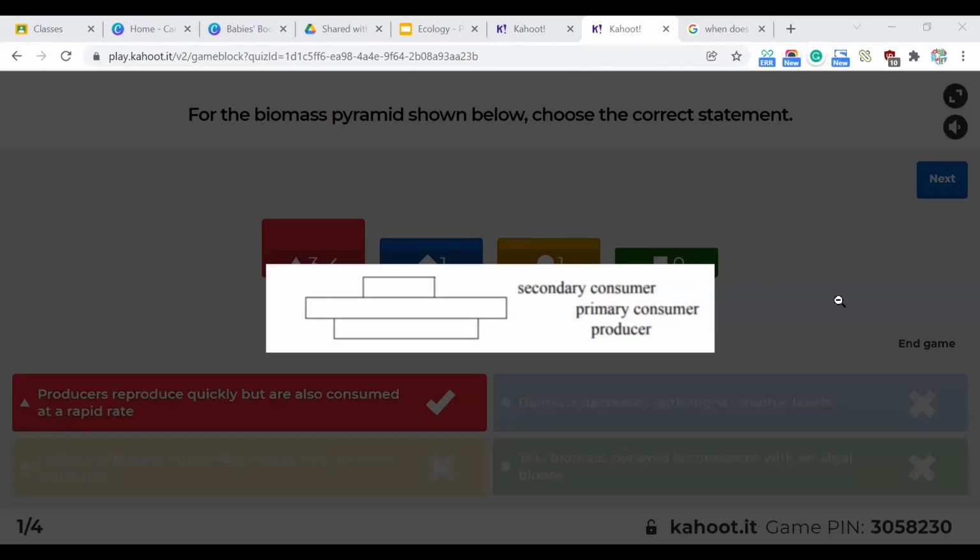So biomass decreases with higher trophic levels. That's true that the secondary consumer is really less, but usually how it works is that you have the most amount of producers, then primary, then secondary, and so on and so forth. But in this case, the primary consumer is greater than the producers, so we wouldn't go with the diamond. The circle is humans represent the lowest trophic level.